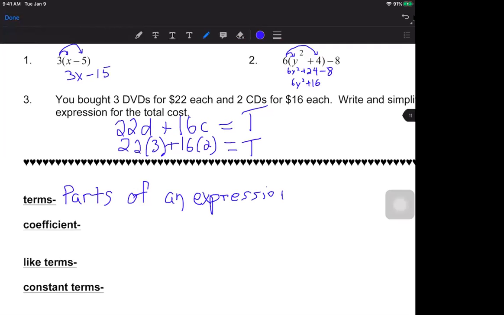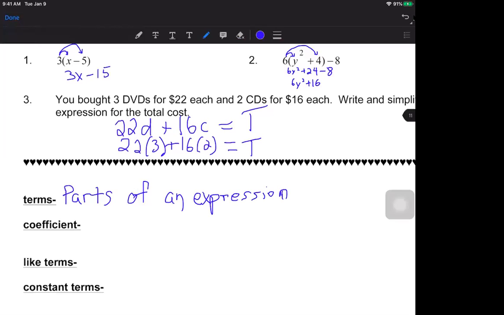So if you look at example 2 above, our final answer was 6y squared plus 16. Well, 6y squared is a term and 16 is a term. Each of these parts are a term. Everything that goes into an expression is a term.